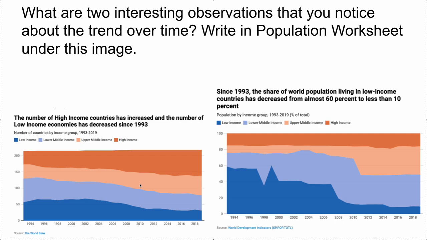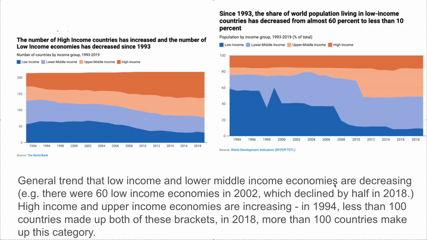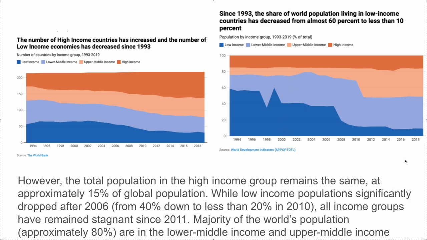Note how trend observations, so what I've written here, are followed by quantitative data. The units for the y-axis are visible here as a subheading. So I'll let you read through these later. But what we see here is consistent with the trend that we're seeing over time, which is that low income and lower middle income countries are declining, and they're increasingly more upper middle income and high income countries.